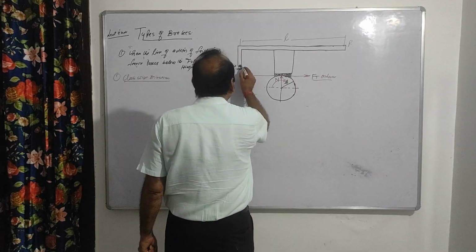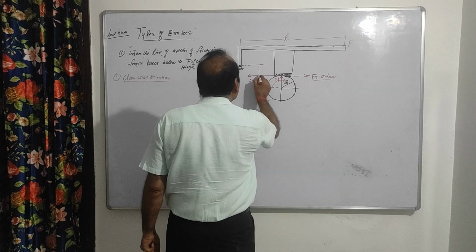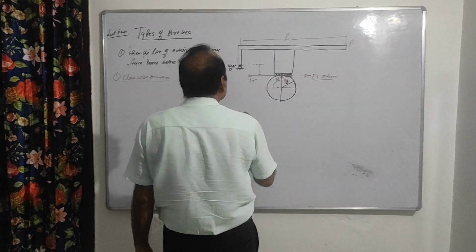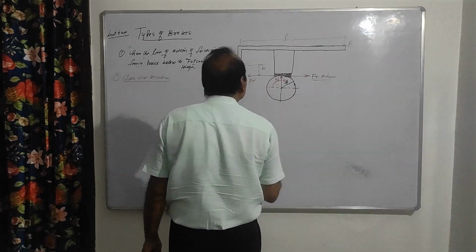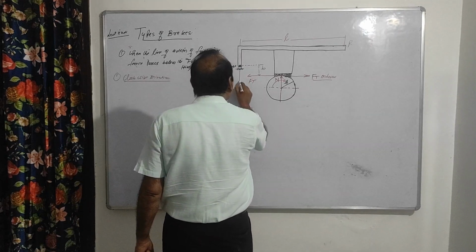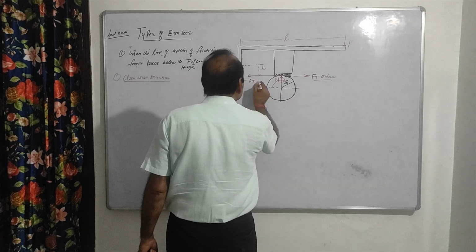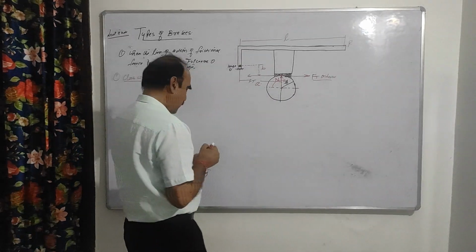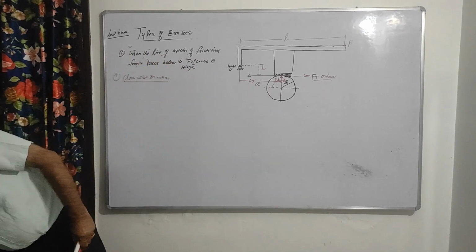Now this is your hinge. This distance from here to here is your B, right? And the distance of the normal force from the hinge, this distance is your A, right? This is your B and this is your A.